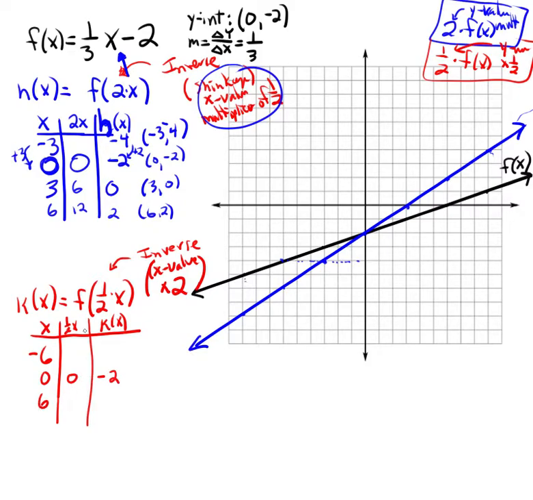So when I substitute 6 in for x, I'm going to calculate 1/2 of 6, that is 3, so that means my 3 goes into my x up here in my parent function. 3 times 1/3 is 1. 1 minus 2 is a -1. I'll do the same thing for -6, so that would be a -3 as the substitution number in for x up here. So -1/3 times -3 is -1, minus 2 is a -3.